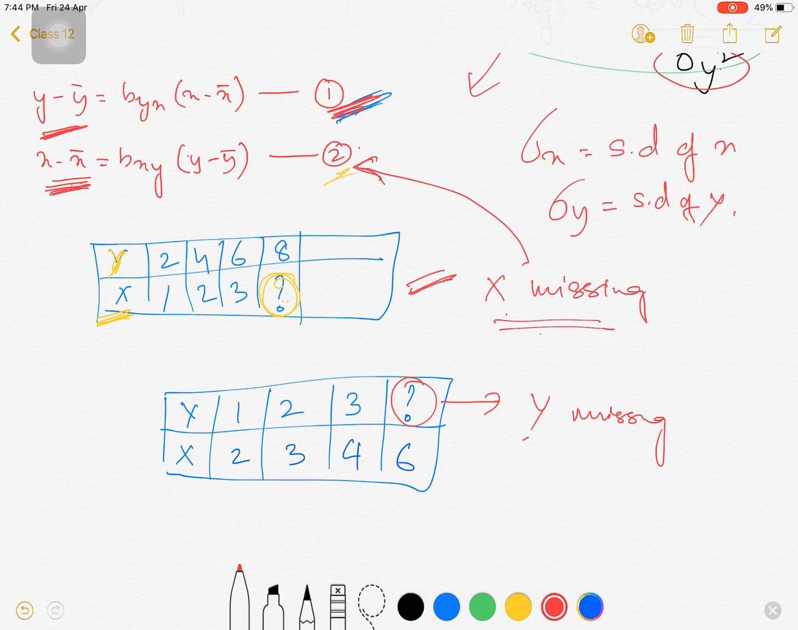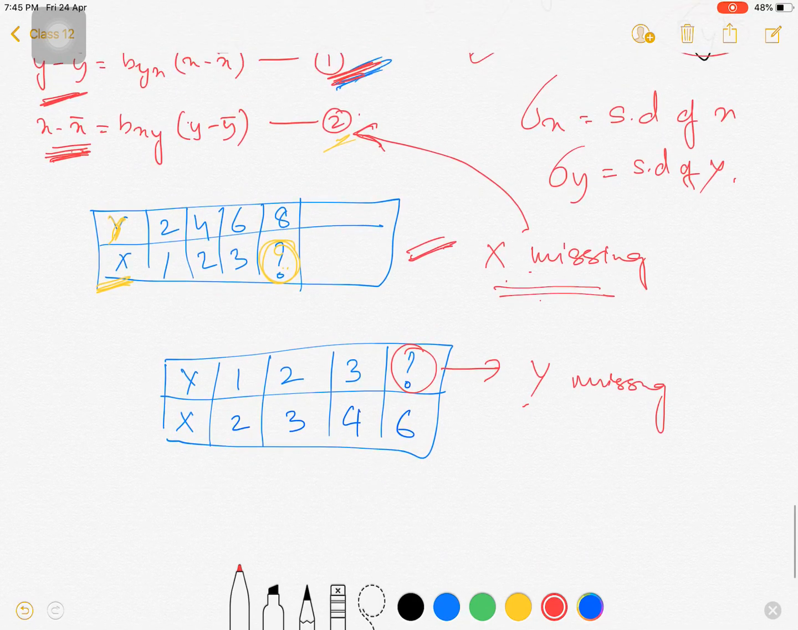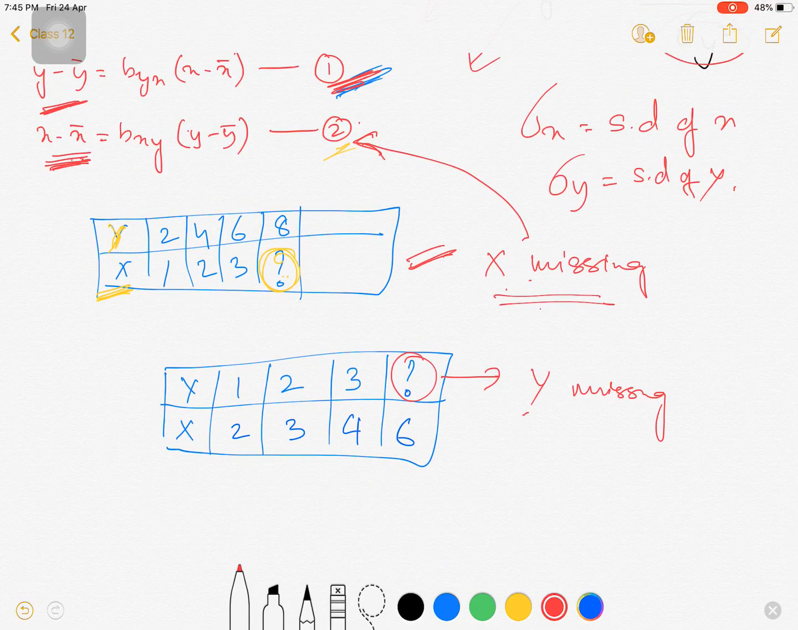Okay, so equation 1, if you see your theory that I have given, equation 1 is used to estimate the values of y when x is given, and equation 2 is to estimate the values of x, the values of x when y is given. Okay, so when x missing, second one, when y missing, the first one. Okay, so that is there.